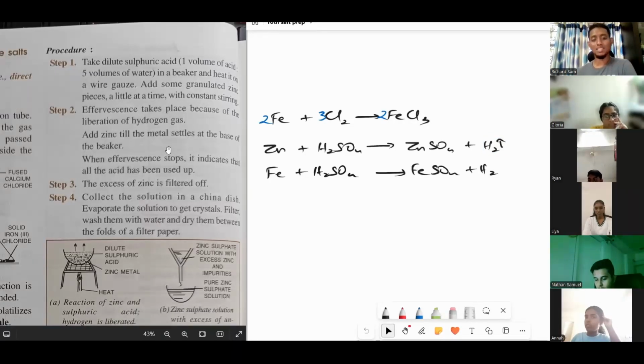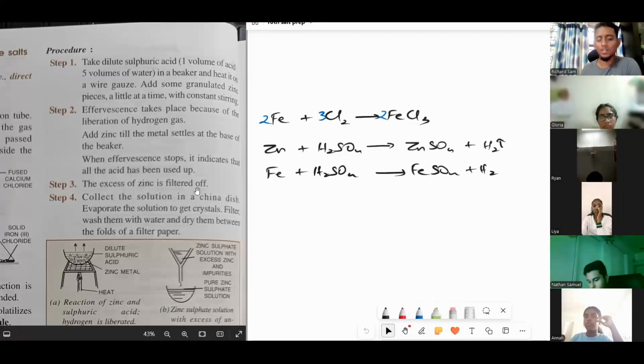Add zinc till the metal settles at the base of the beaker. Okay, so keep adding zinc. Now, as you're adding zinc, that zinc is reacting with that sulfuric acid. Once all the sulfuric acid has reacted, there's no sulfuric acid remaining because all the sulfuric acid has turned into zinc sulfate. So that's why you will notice that the zinc is staying on top, bubbling, and some reaction is taking place. But once the bubbling stops and that zinc is settling down to the bottom, it means all the sulfuric acid has converted into zinc sulfate.